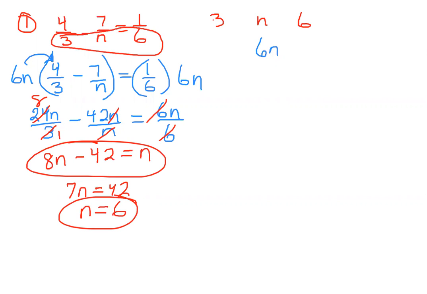You could have combined the 4/3 and the 7 over n into one proportion and done cross multiplying here, and this one wouldn't have been terrible. But like I said, when we get into some more complicated ones, it's going to be way easier to do it this way. So let's look at number 8.